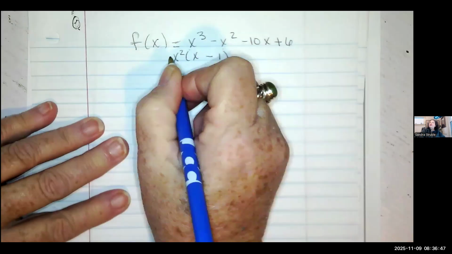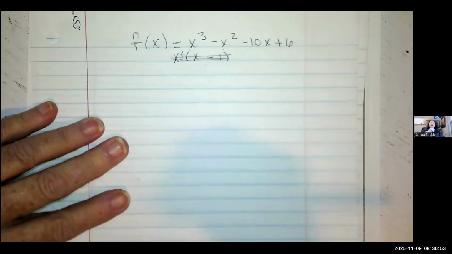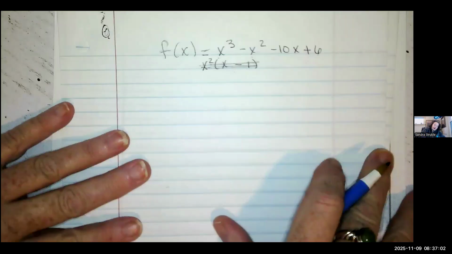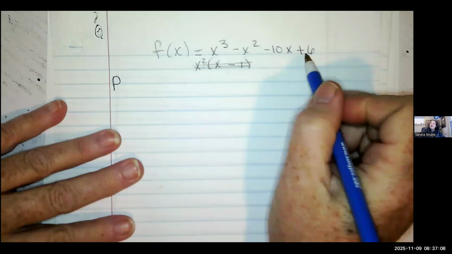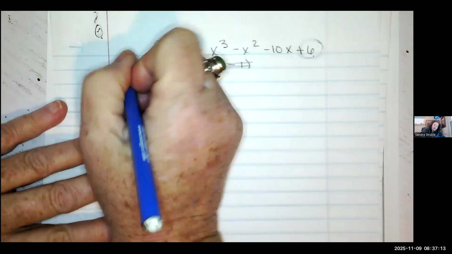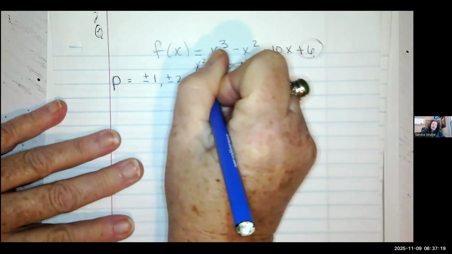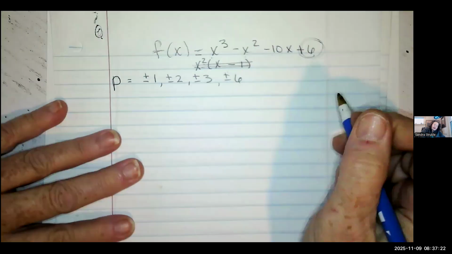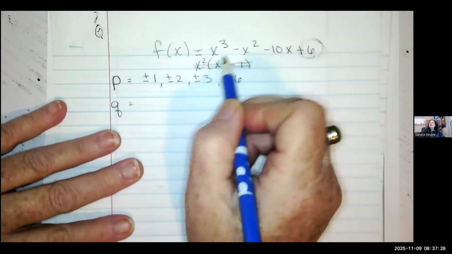I'm going to have to use the coefficient of my leading term and my constant to find P over Q and go through synthetic division. Knowing what P is, my constant factors are plus or minus 1, plus or minus 2, plus or minus 3, plus or minus 6. For Q, that is the coefficient of my leading term. My leading term is 1x cubed, so it's just plus or minus 1.